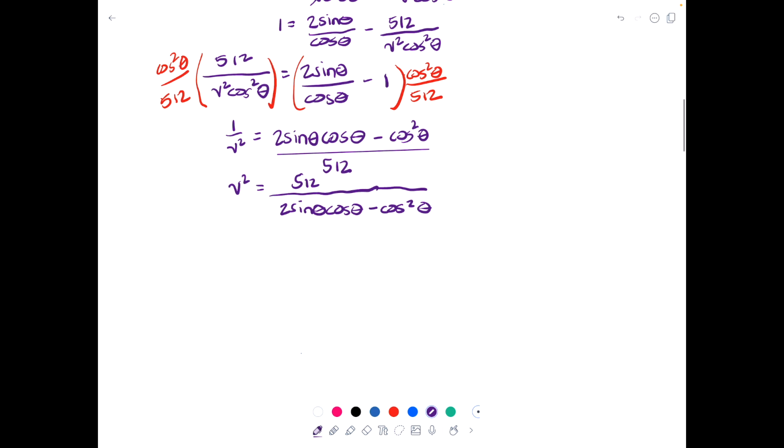Now I'm going to write this as a function of theta, and we'll move on to the whole optimization, where we want to get the derivative to minimize. So we're going to find the critical numbers. So first we'll write f of theta. f of theta is going to be equal to that right-hand side, and I'll write it as 512 times the quantity 2 sine theta cosine theta minus cosine squared theta to the negative 1.